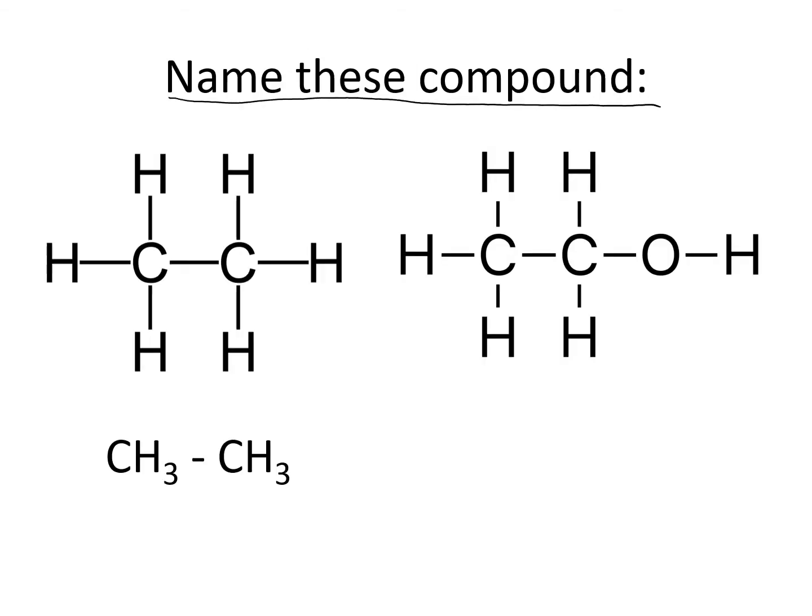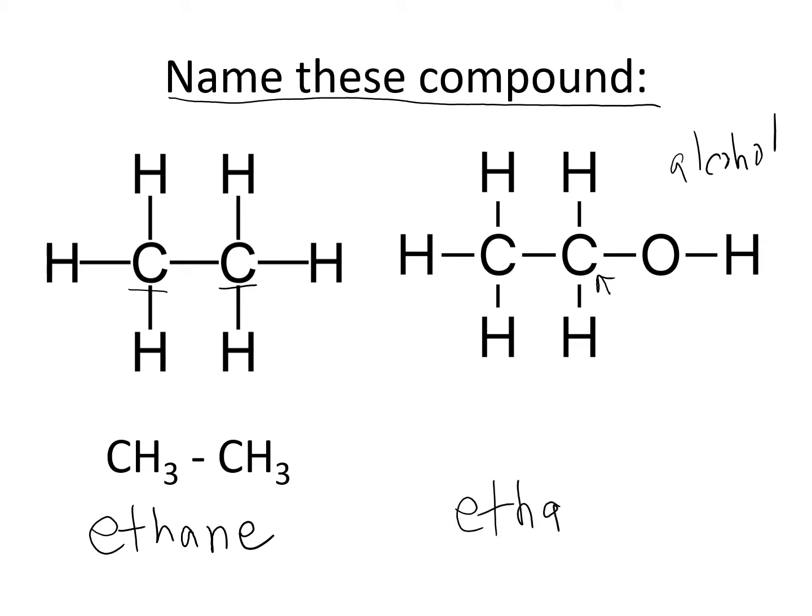Name these compounds. The one on the left, we have 2 carbons, all single bonds to hydrogen, so it's an alkane. The prefix is eth for 2. The ending is ane for an alkane. So we have ethane. On the right, we have our alcohol because we have the hydroxyl group present attached to a carbon with all single bonds. So in order to name this, we have the same prefix eth, and then ethane, we drop that E and we add an OL. So that's called ethanol.